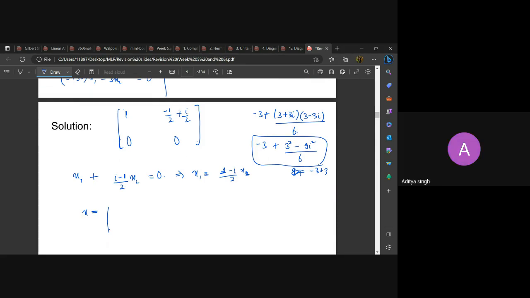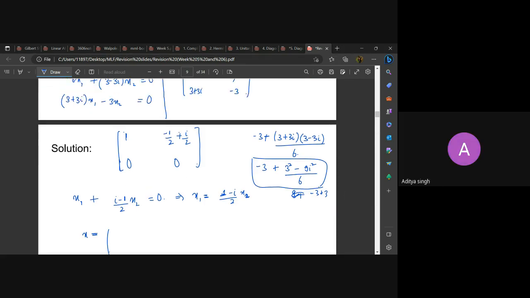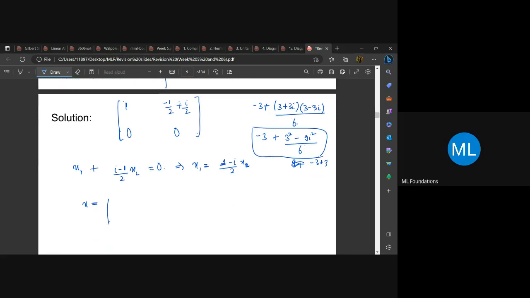So that will be 9 plus 9, no? This is 9 plus 9, which is 18. 18 divided by 6 is what? Okay. So you get 0. Minus 3 plus 3, which is 0.